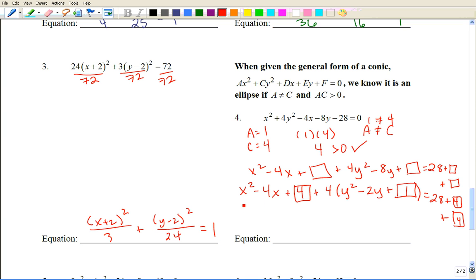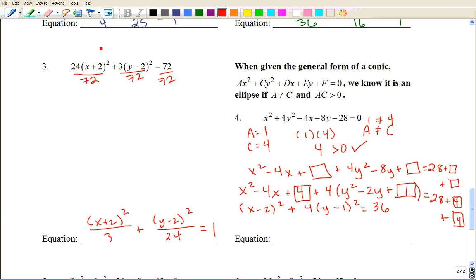Now this left-hand side factors into x minus 2 squared. Then we have plus 4 times y minus 1 squared. Just factor what's in the parentheses. That's y minus 1 times y minus 1 equals 28 plus 4 is 36.